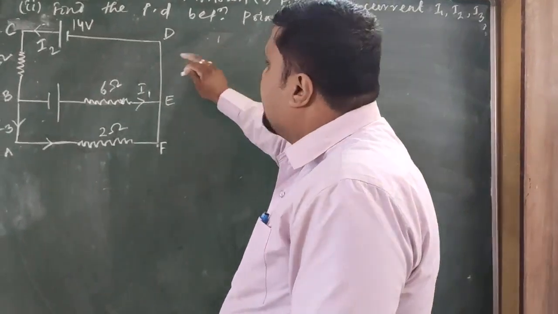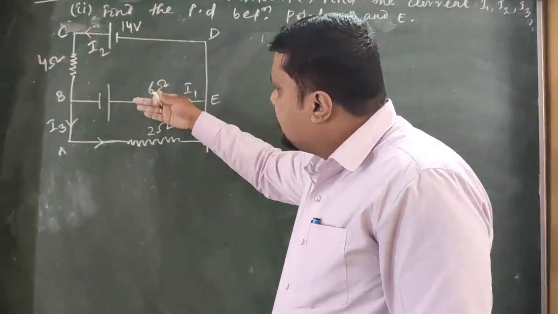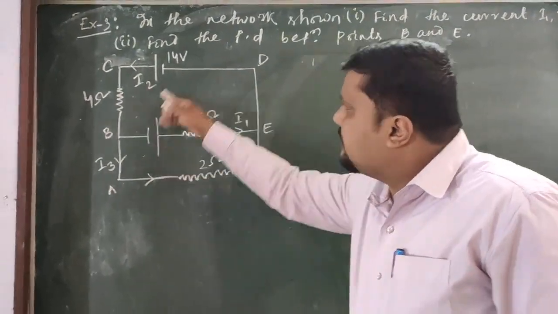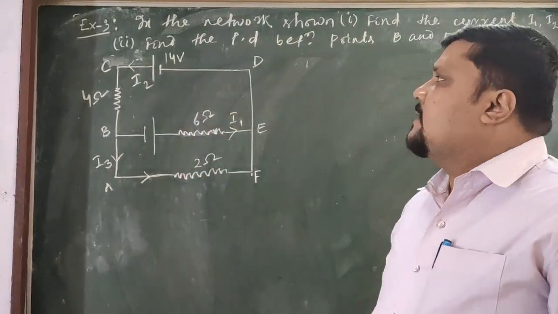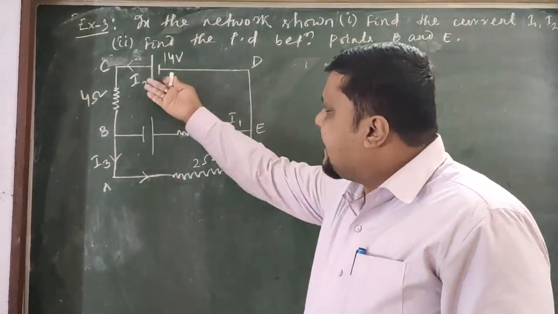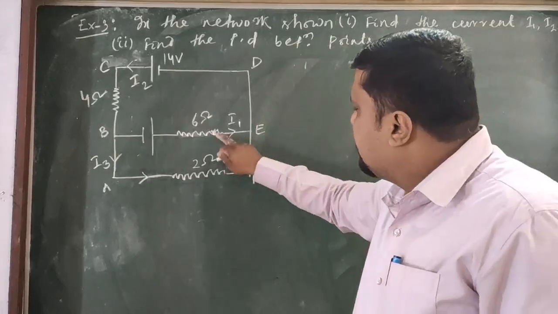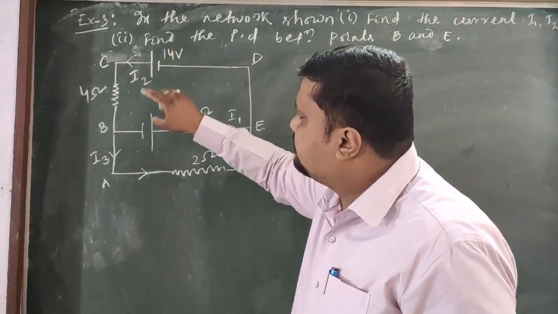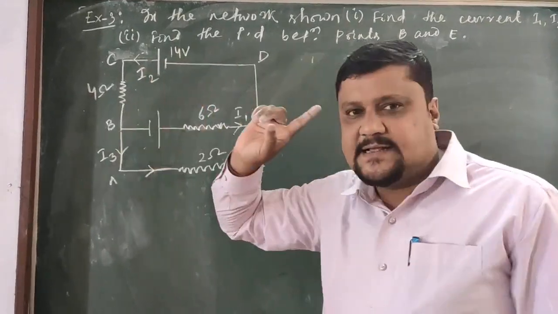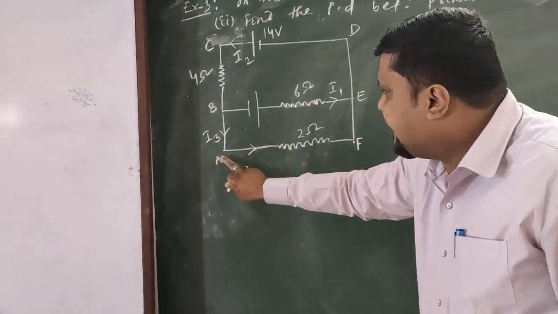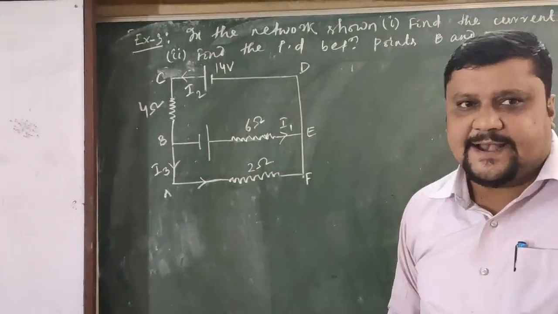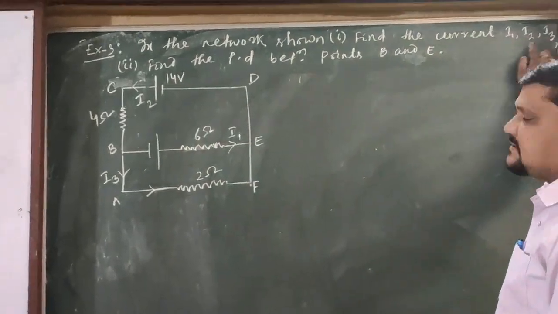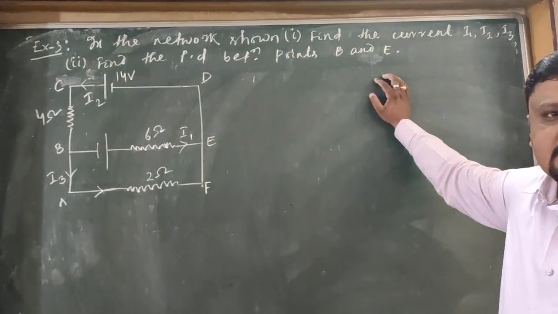There are two closed loops, and you can also take the third loop. Here the current directions are given, so no need to bother about that. Suppose I take the first loop B, C, D, E, B. This is one loop. The next loop, suppose I take A, B, E, F, the second loop. So I will get two equations. But how many unknowns are there? Three unknowns. Means I need another equation also.